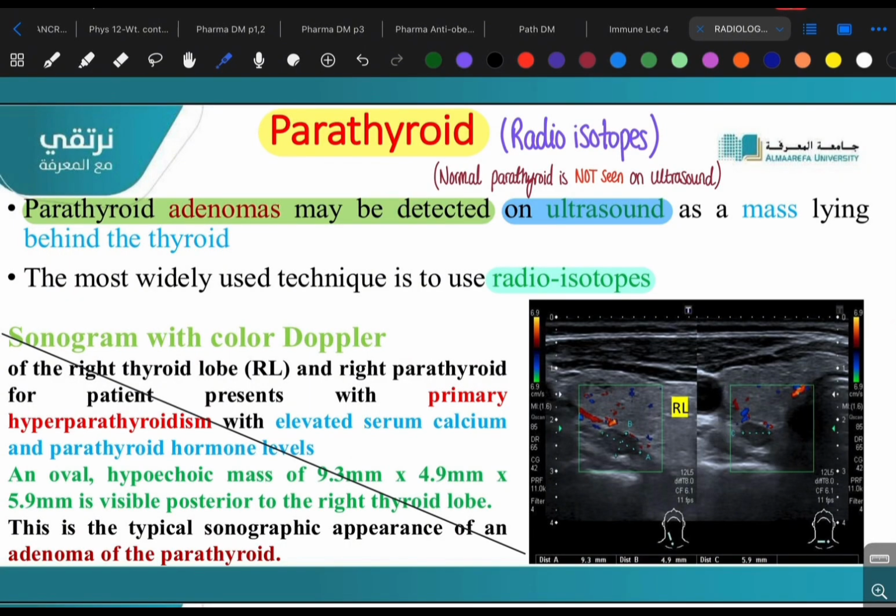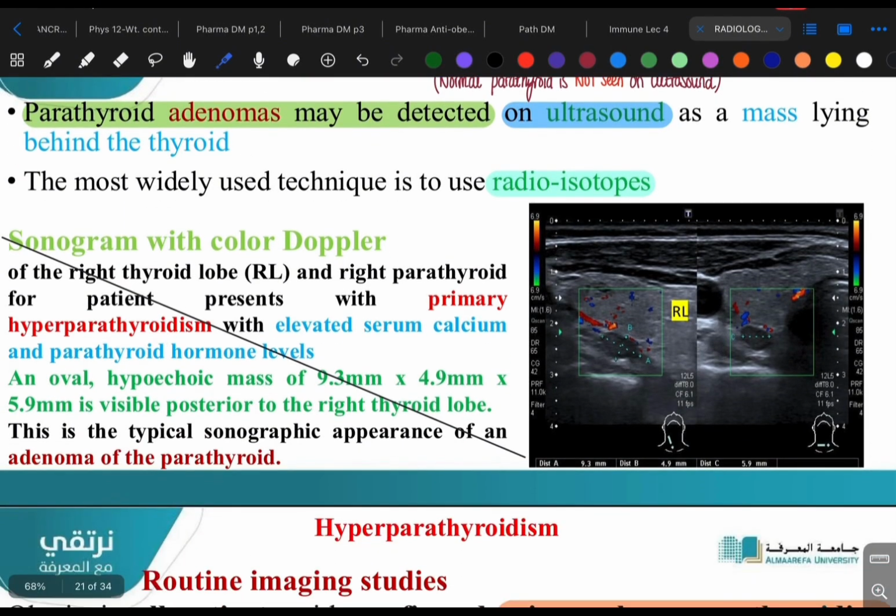It's invisible on ultrasound. However, when we have parathyroid adenomas, we can see it, because there's a mass lying right behind the thyroid gland, so it's visible on ultrasound. Normally it's not visible. Here we can see an ultrasound with a parathyroid adenoma. There's a mass right behind the thyroid gland, and we said radioisotopes are widely used. This we can skip, not important.